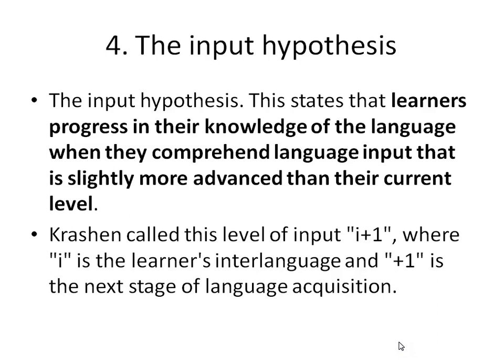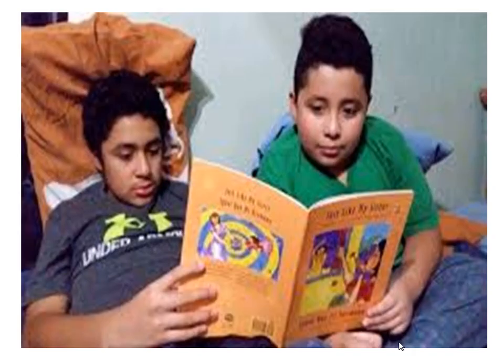So what is I? I is the existing knowledge of the learners and 1 is a slightly more. And if comprehensible input is done in such a way following the rules of Stephen D. Krashen's I plus 1, that would be effective for second language acquisition. So in Stephen D. Krashen's input hypothesis, input should be like this, comprehensible input.